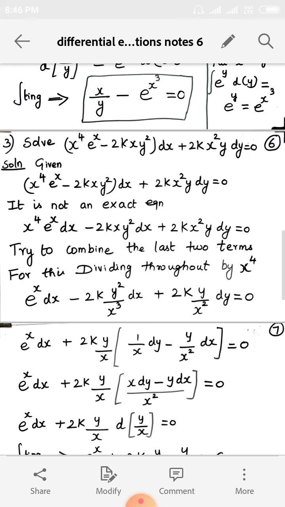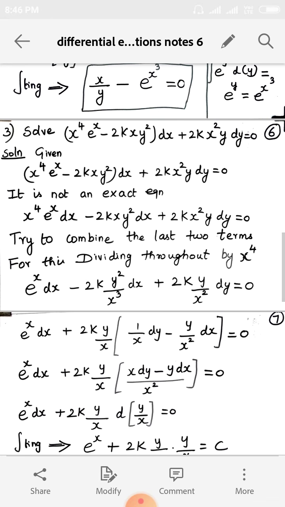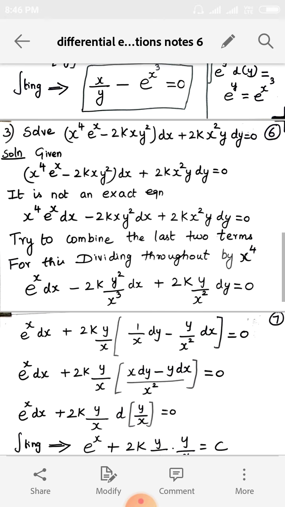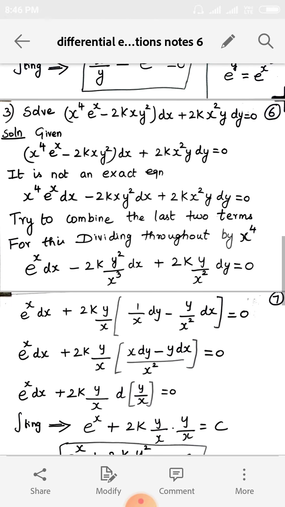See the next sum. x power 4 e power x minus 2k x y square into dx plus 2k x square y dy is equal to 0. So first write the given equation. The given equation is not an exact equation. So next step, you have to split the equation. x power 4 e power x dx minus 2k x y square dx plus 2k x square y dy is equal to 0. Try to combine the last two terms. Right.